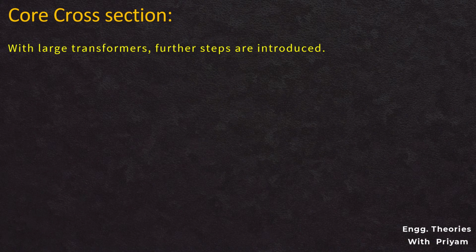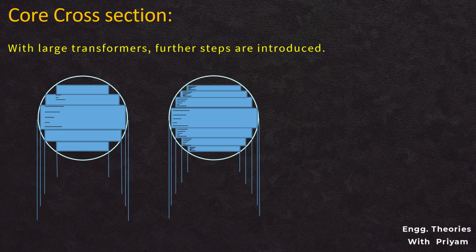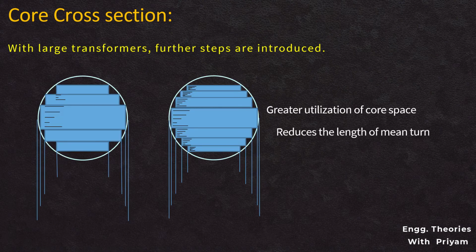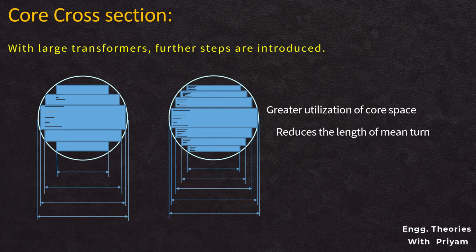With larger transformers, further steps are introduced to utilize the core space, which reduces the length of the mean turn with the consequent reduction in both the cost of copper and copper loss. By increasing the number of steps, the area of the circumscribing circle is more effectively utilized and the most economical dimension for a multi-step core can be calculated.